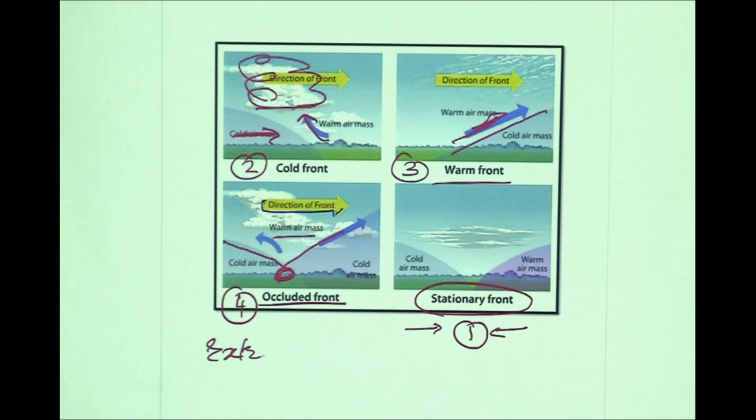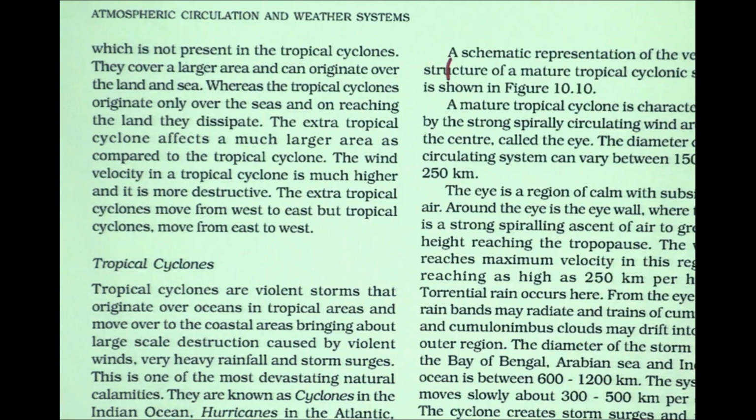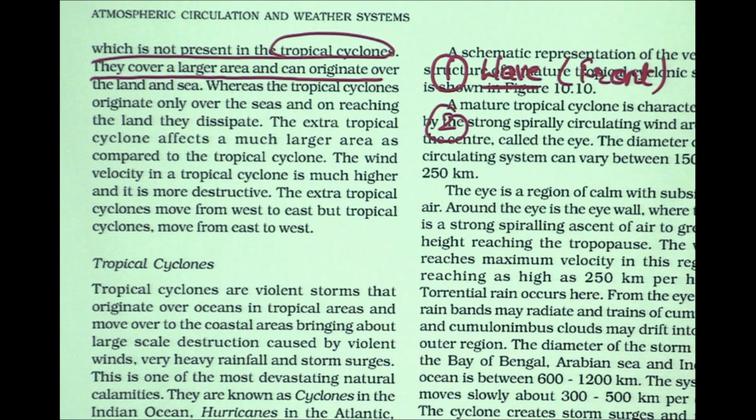So the extratropical cyclone is always related to fronts. And what is a front? Fronts are the area of convergence of different air masses. Difference number one: a wave cyclone or temperate cyclone is always with a front, which is not present in a tropical cyclone. Difference number two: they cover a larger area and can originate over land and sea. So they are larger in size and can develop over both land and sea.